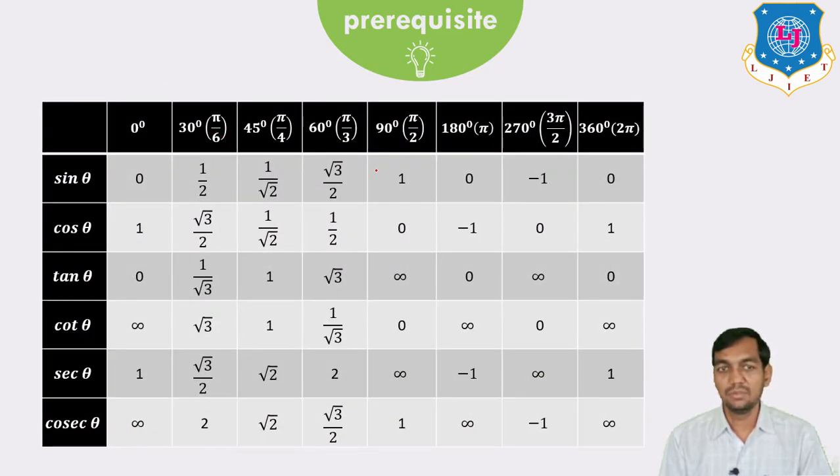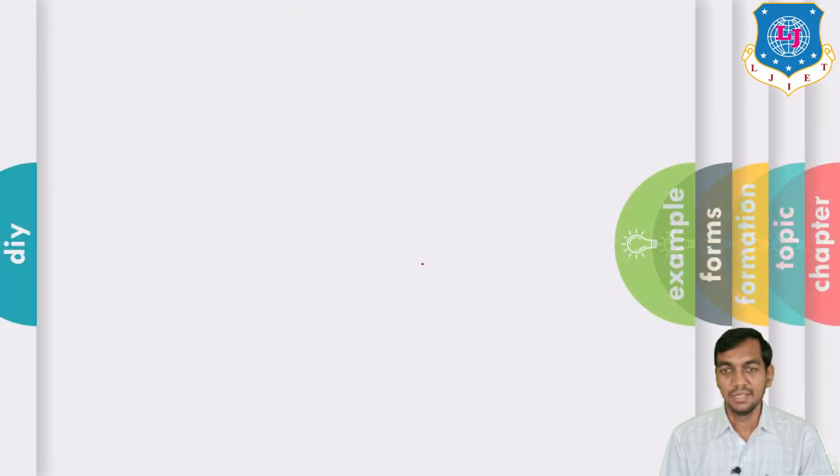Now this is the table of the values of sine, cos, tan, cot, sec, cosec, and you are already aware of these values. Now going on to the example.